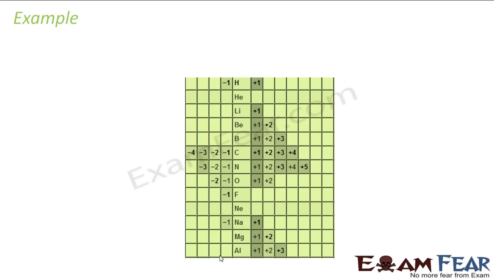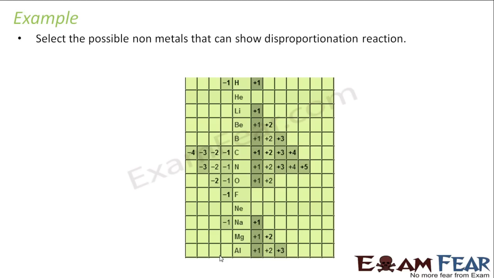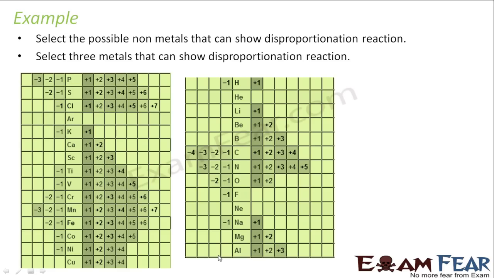So if you see here, we have to show the possible metals that can show disproportionation reaction. Also we have to show three metals. So three metals, three non-metals. If you see in this case, it's pretty simple.